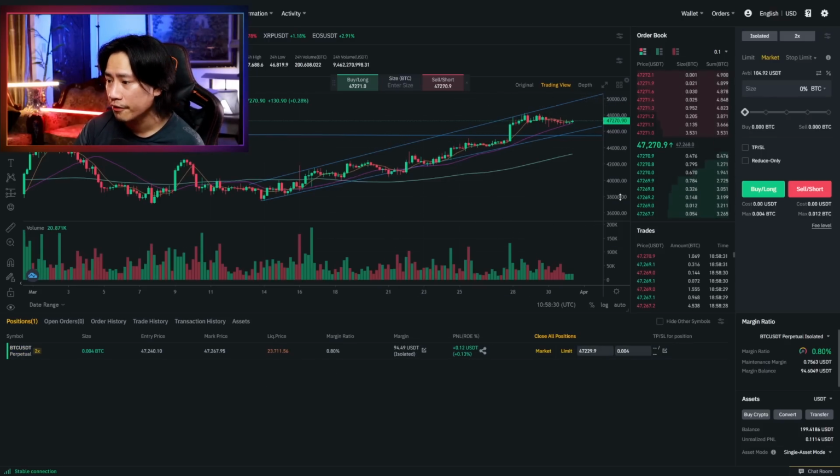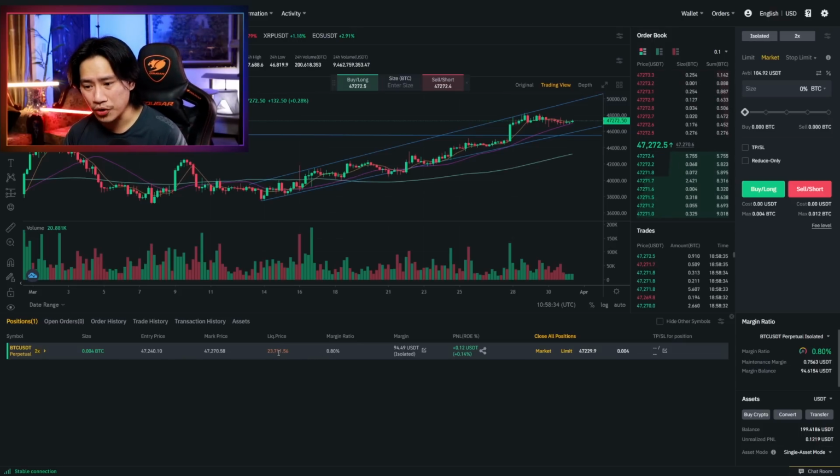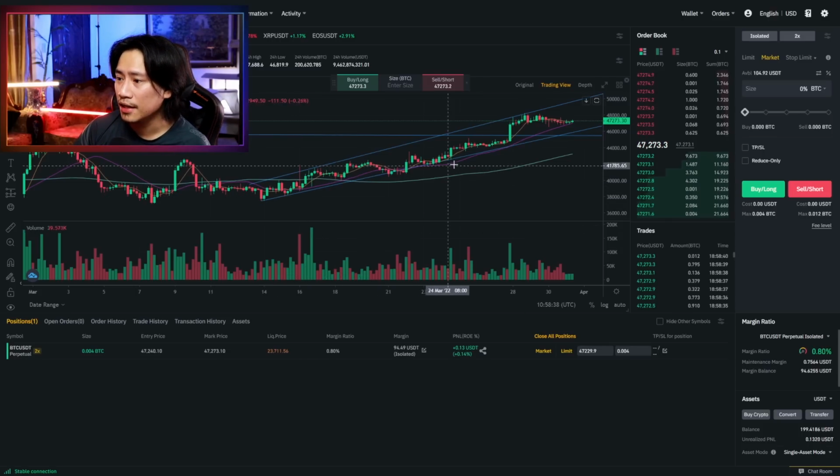But this is a very, very long way. I don't think Bitcoin will dip that much, especially now that it is in a bullish trend, like a good trend for the investors, guys.